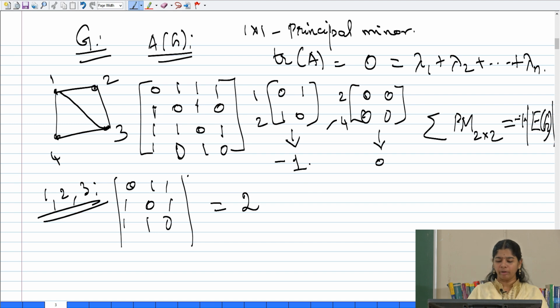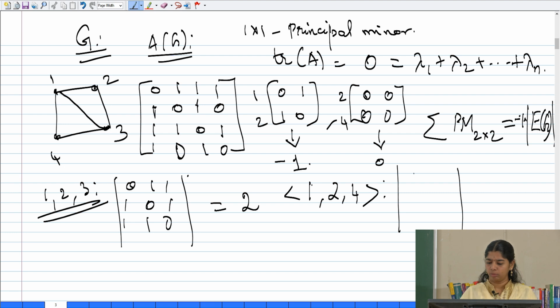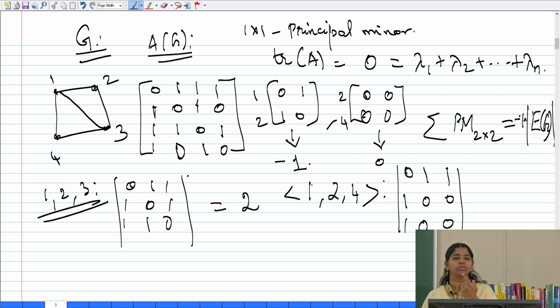So, now what about 1, 2, 4? If I look at this triplet, what do we get? 1 is 0 1 1, 2 is 1 0 0, 4 is 1 0 0. Obviously it is quite immediate that you have repeated rows, so the determinant is going to be equal to 0 here, right. So, what is the difference between these two? It is whether the cycle is adjacent or connected.